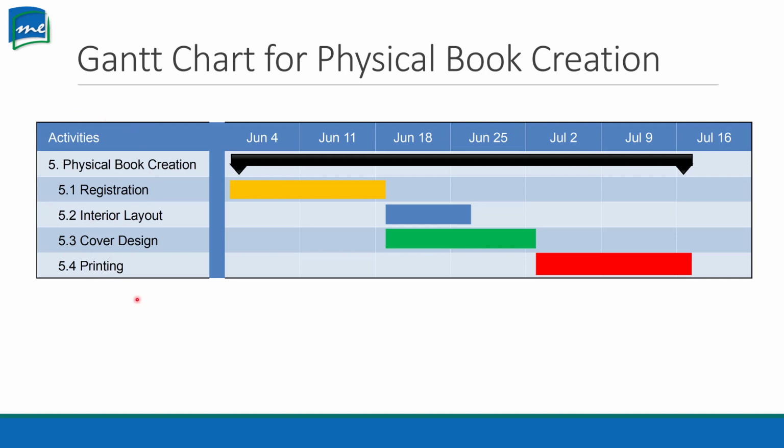So now we move on to step 4. Display the activities in a bar chart format. Well, here we go. There they are. So you can see by this, just number 5 here, physical book creation, we were able to figure out that on June 4th we were going to file the book registration. I'm guessing this is with the Library of Congress, maybe copyrights, all these other areas. And that's going to take us until, let's say, June 18th.